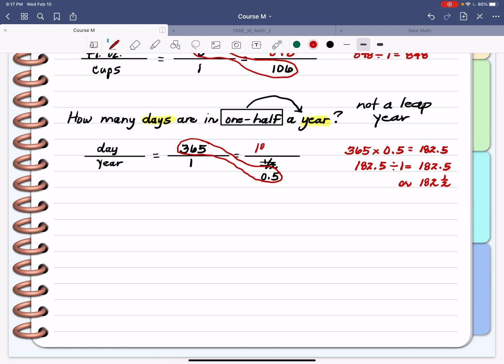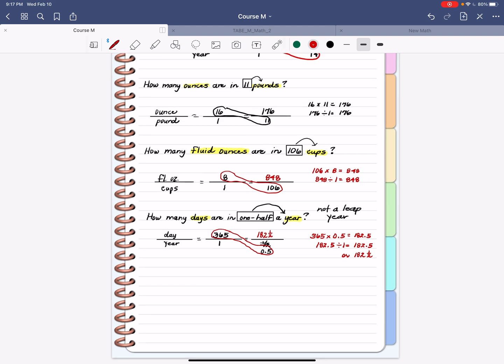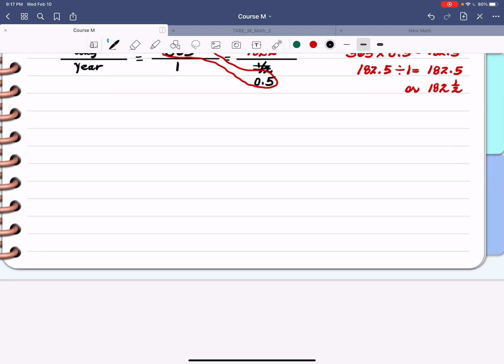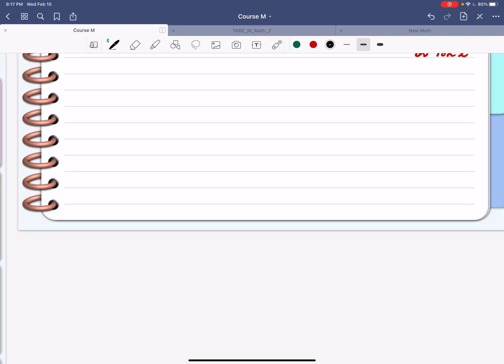So 182.5. You absolutely can get fractions in these or decimals. It doesn't matter. But the process has not changed. You see how it's step by step, the same thing over and over. Okay, let's do a couple more. One more, I guess, is all I have room for.